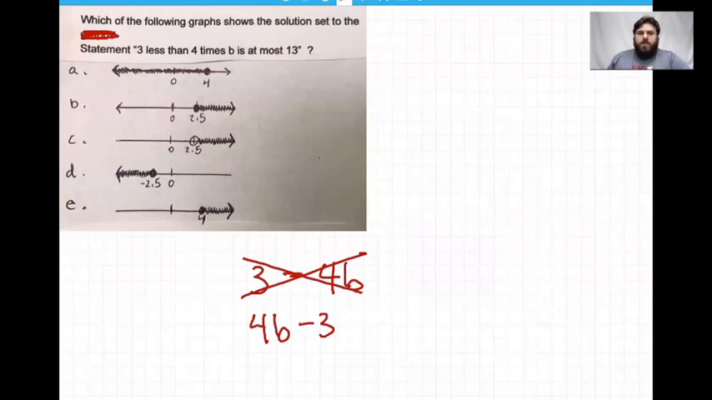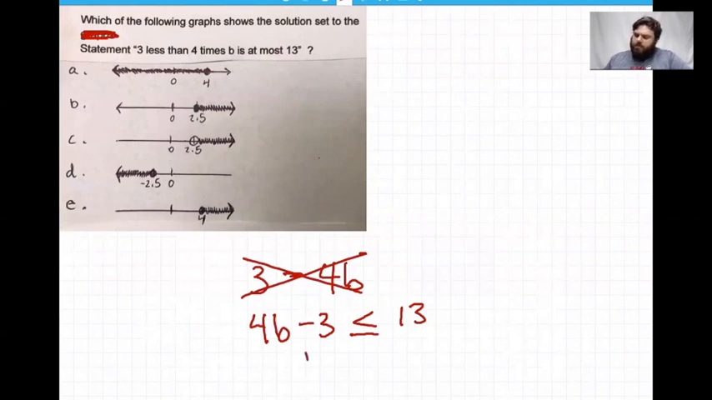Last thing is at most. It's at most 13. Can it be 14? No, it was at most 13. Can it be 13? Yeah, it can be 13. It's at most 13, so it can't be anything bigger than 13. The question is, is it allowed to actually equal 13? Yeah, at most means it can't be bigger than 13, but it could be 13. So that means we need to make this less than or equal to 13.